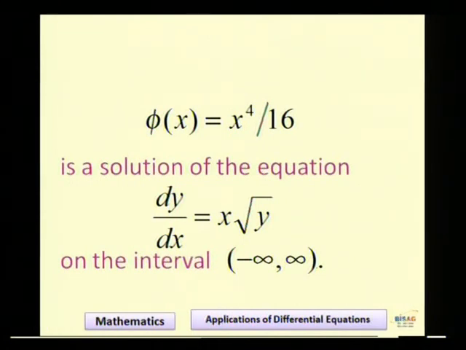Look, for example, a function phi of x is given, x raised to 4 by 16. This function is a solution of the differential equation dy by dx is equal to x into square root of y, and this solution is defined on the interval minus infinity to plus infinity. Why is it called a solution? Because when you take y is equal to phi of x, that is equal to x raised to 4 by 16, and you substitute in the differential equation, both sides will become equal, it will become an identity. So one can easily check it.